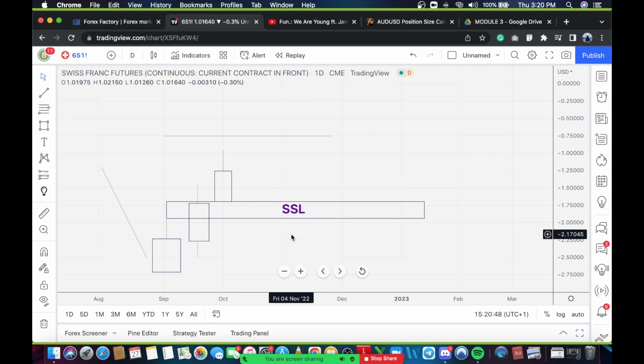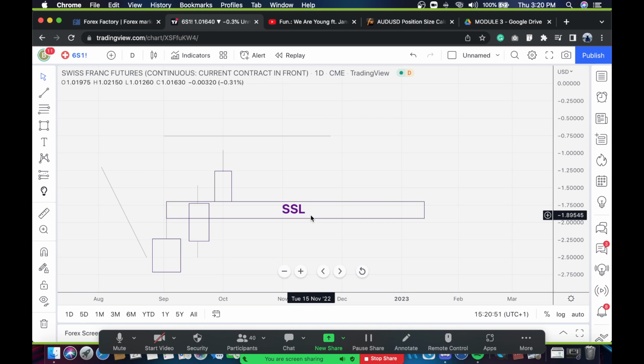The first type of liquidity is called internal liquidity. And then the second type of liquidity is called external liquidity.